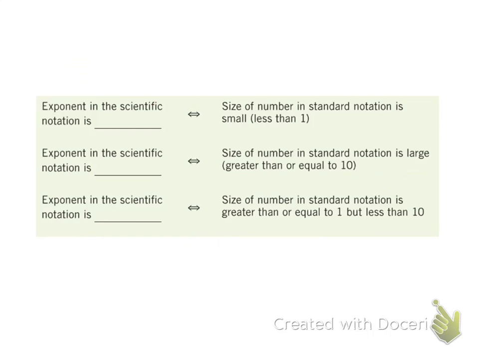Okay, so I'm actually going to read the right side first. Size of number in standard notation is small, less than 1. So the exponent in scientific notation is negative. Not necessarily -1, but it will be negative. It depends on how far we have to move the decimal point. The next one. Size of number in standard notation is large, greater than or equal to 10. The exponent in scientific notation is positive.